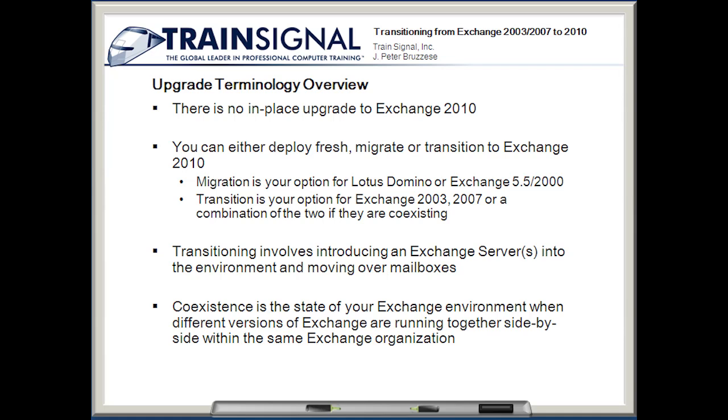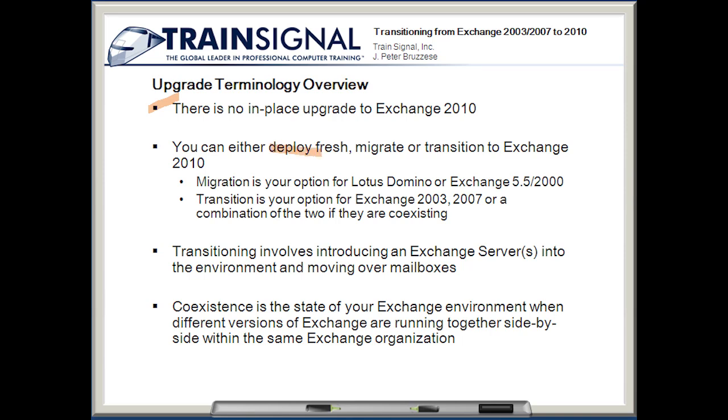To begin with, it's important for you to realize that there's no in-place upgrade to Exchange 2010. What that means is you cannot just take an Exchange server that's running Exchange 2007 and install Exchange 2010 on top of it. Even though there's a tremendous level of similarity between the two Exchange infrastructures, it's just not done that way. Microsoft did not create it so that you can install it right on top of Exchange 2007. And the difference between Exchange 2003 and 2010 is so extreme that that's not even a possibility whatsoever. So you have a few options.